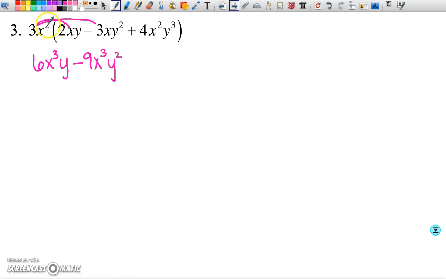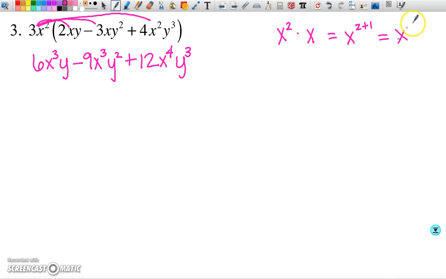And then, so that was that one, and then distribute to your last. We have a plus. 3 times 4 is 12. x squared times x squared is x to the 4th, and then we have y cubed. All right, and so remember that anytime you're doing like x squared times x, that is x to the first, and then you add the exponents to give you x cubed, and the 1 coming from that exponent right there.